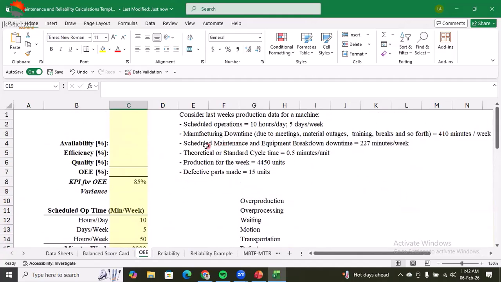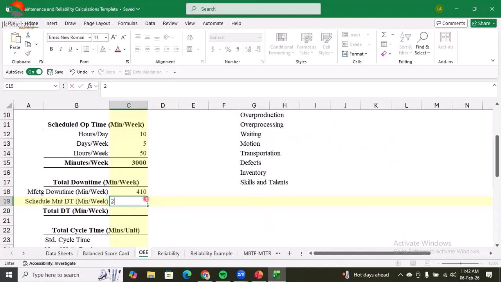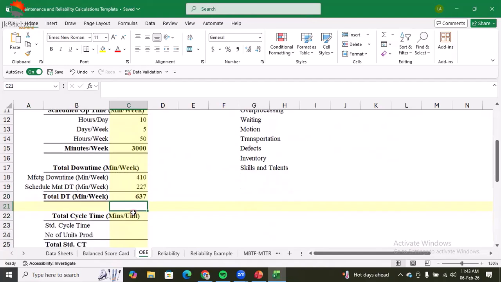Now, we also have scheduled maintenance. Scheduled maintenance is great, right? But we also have equipment breakdown downtime. So we have two sources of downtime, manufacturing downtime, and then maintenance and breakdown downtime. And this comes up to 227 minutes per week. So our total downtime in minutes per week will be the manufacturing downtime plus the scheduled maintenance downtime, resulting in 637 minutes per week as our total downtime.